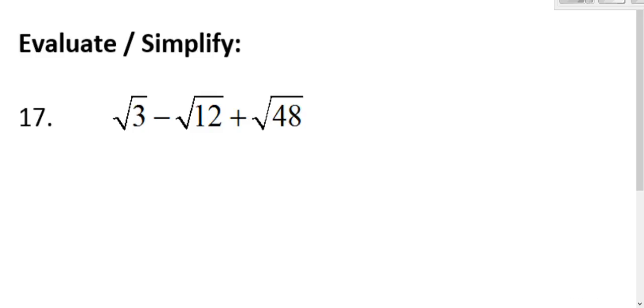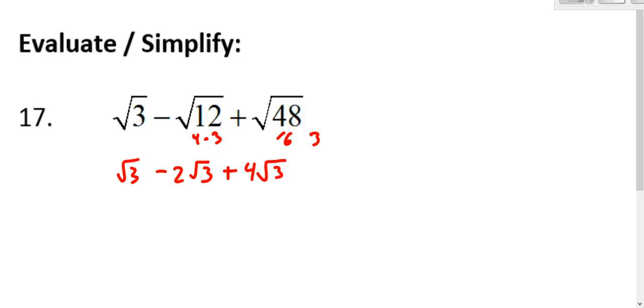In order to simplify, we need to simplify each radical. So square root of 3 is already simplified. Square root of 12, that's 4 times 3, so square root of 4 is 2, square root of 3. And then 48, that is 16 times 3. And the square root of 16 is 4, and then square root of 3.